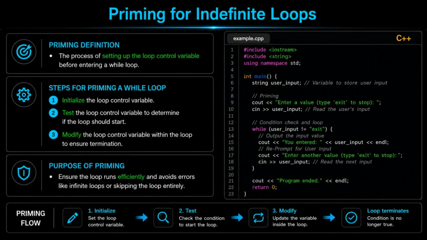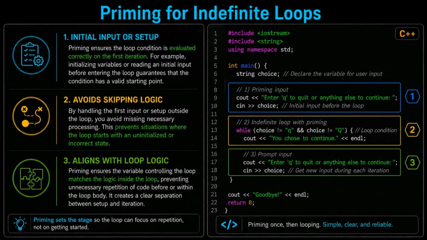Here in C++, the program primes with an initial input, then loops, as long as the user hasn't typed exit. Priming matters for 3 reasons. It ensures the loop condition evaluates correctly on the very first pass, since the variable already has a valid starting value before testing begins. It avoids skipping necessary logic, since the first input or setup happens outside the loop, rather than being missed entirely. And it keeps the loop's logic clean, creating a clear separation between one-time setup and the repeating iteration itself.